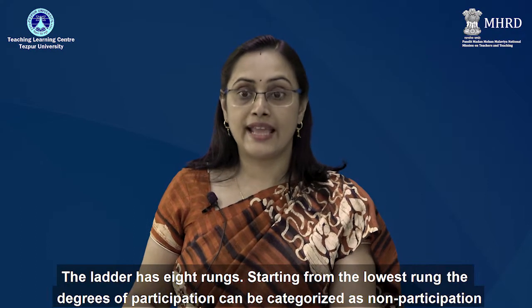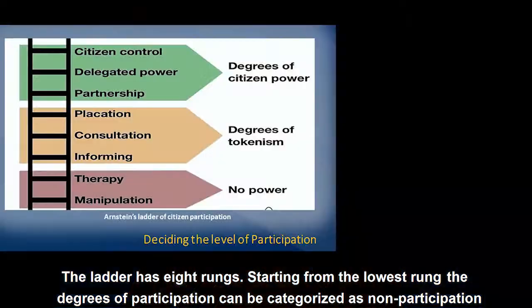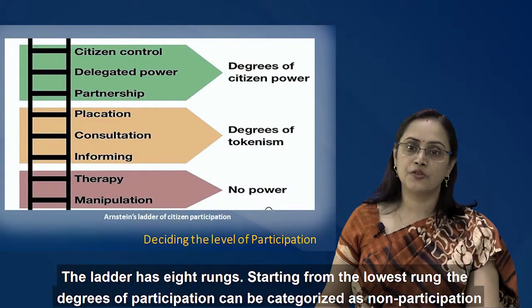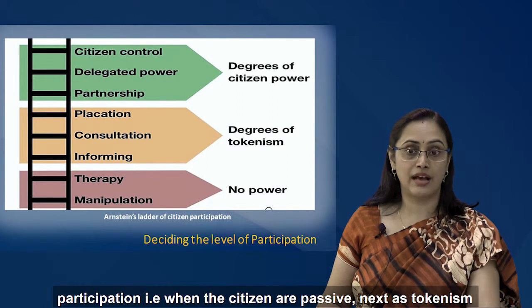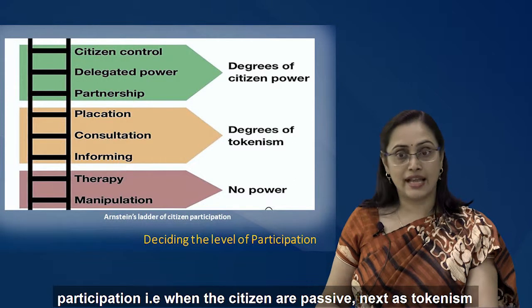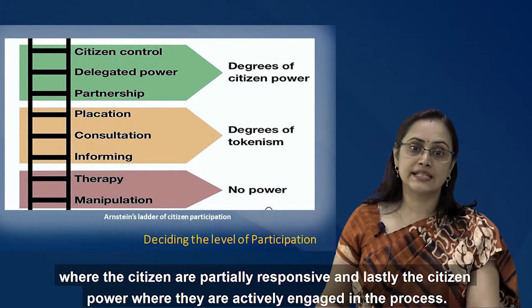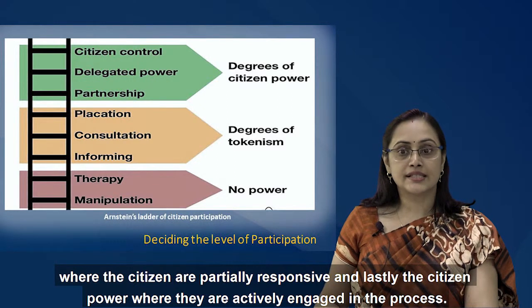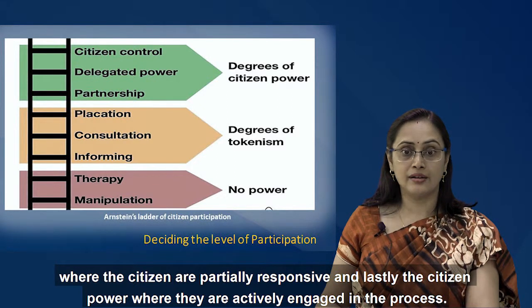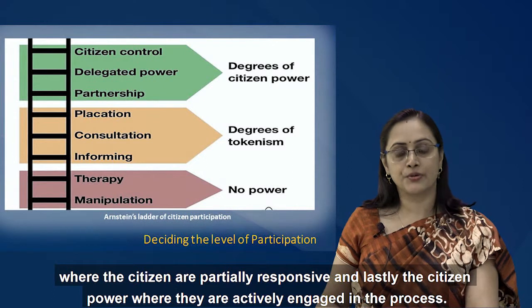The ladder has 8 rungs. Starting from the lowest rung, the degrees of participation can be categorized as non-participation, that is, when the citizens are passive. Next, as tokenism, where the citizens are partially responsive. And lastly, the citizen power, where they are actively engaged in the process.